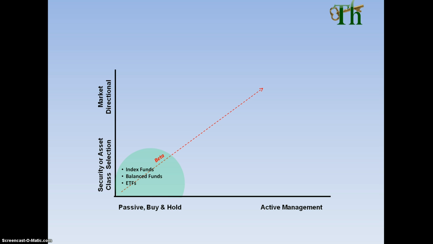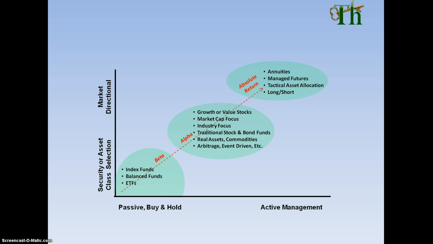Those who seek beta are expecting to be happy with the average return of the aggregate market. Those who seek alpha will only be satisfied if they do better than the average. And those who seek absolute return desire steady advancement of their portfolio value over time. The principal risks are quite different.